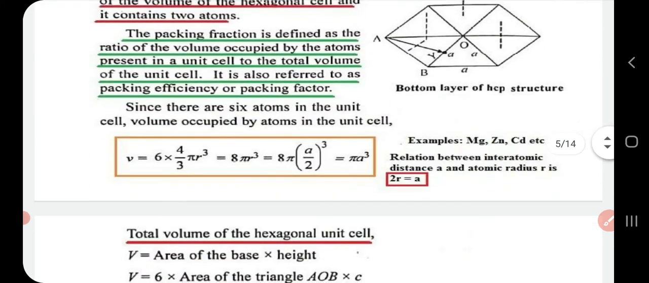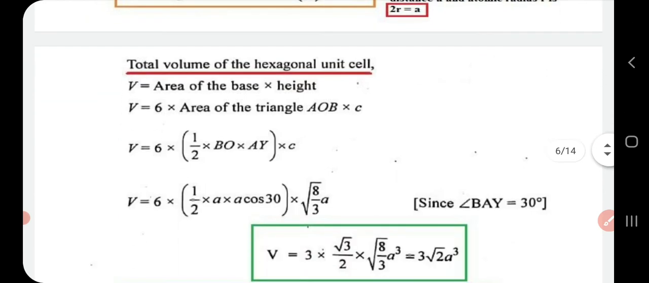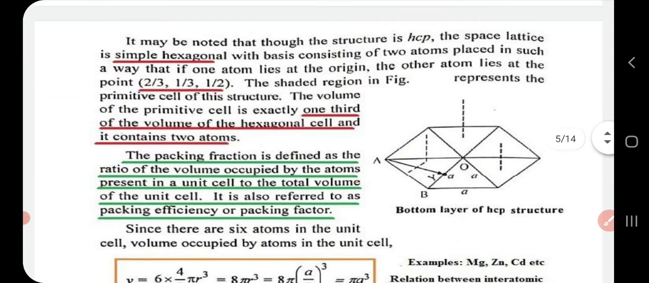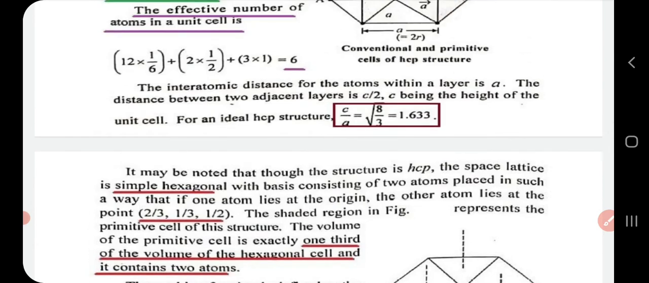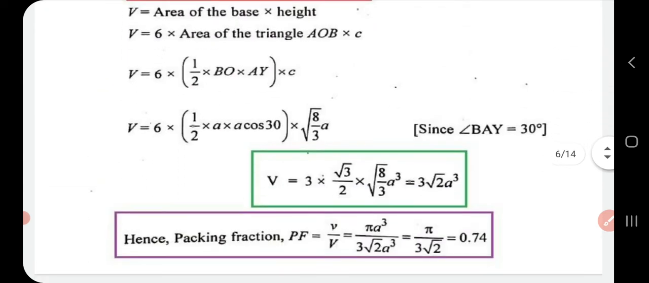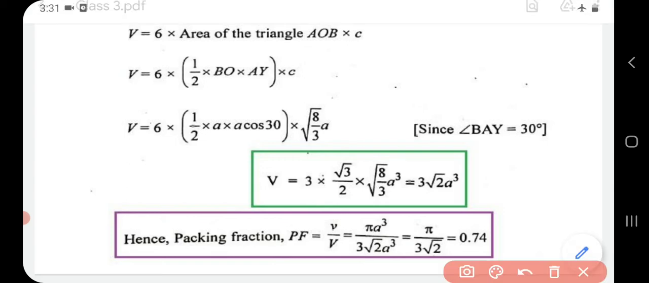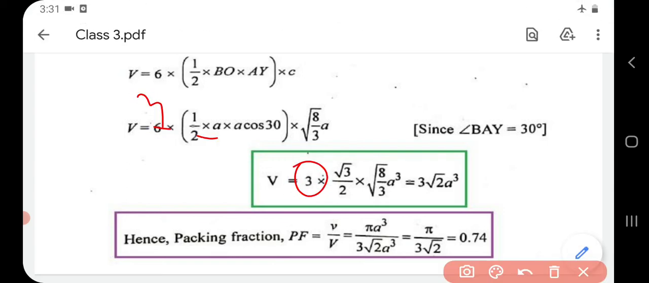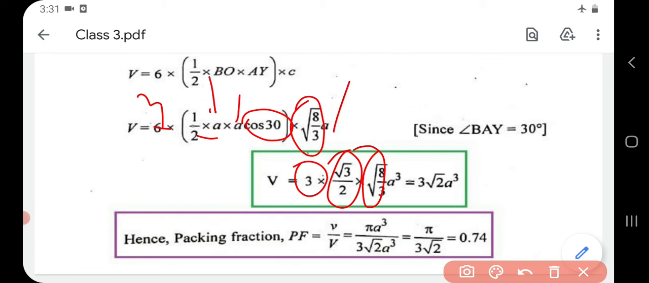So C is equal to root 8 by 3 A, because C by A is root 8 by 3. Now again we are simplifying. 6 into half into cos 30, which is root 3 by 2, right? So this one will get cancelled. This is 3, that is written here. Then cos 30, root 3 by 2, root 8 by 3 is written here. Then A cube, here there is an A, here there is an A, here there is an A, so A cube. So you will get this value on simplification.